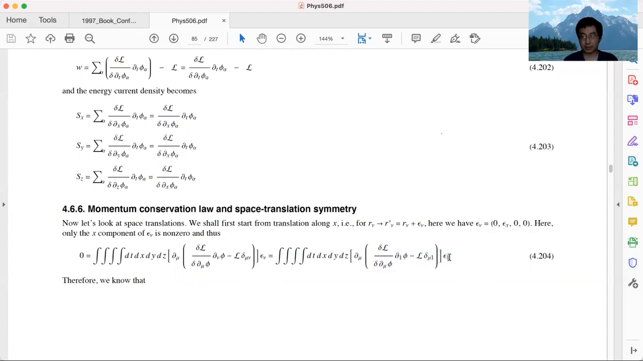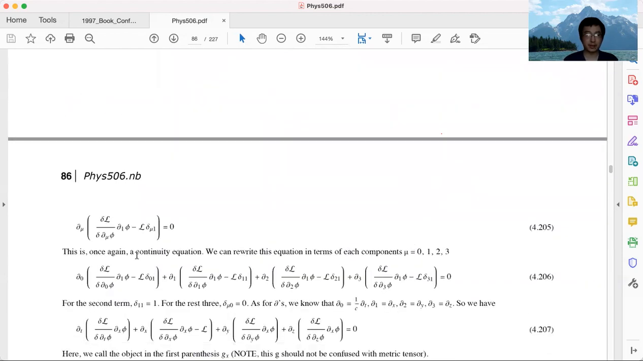So I only keep the component 1 here, which means this is the delta mu 1, and this is partial 1 phi, because my epsilon is only 1. Epsilon 2, 3, and epsilon 0 are all 0. So if we do translation along x, the translation symmetry tells me this object is 0, which means again this object in the square bracket needs to be 0.